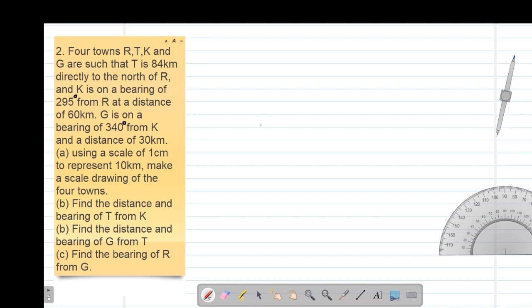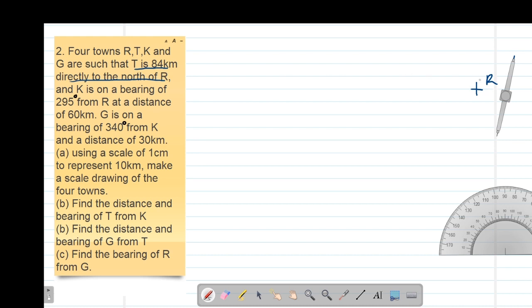It's our second lesson on bearing, whereby we are looking at our example number 2, which reads that 4 towns R, T, K, and G are such that T is 84 kilometers directly to the north of R. So that means if our point R is somewhere here, suppose this is our point R, then T is 84 kilometers directly to the north.